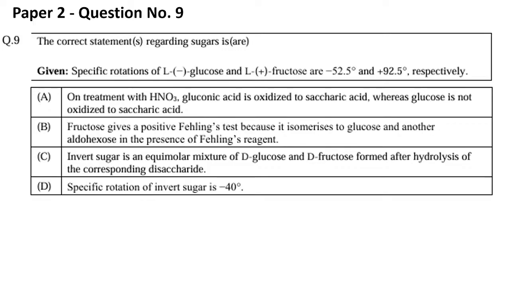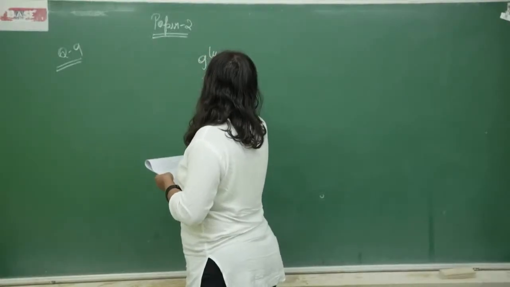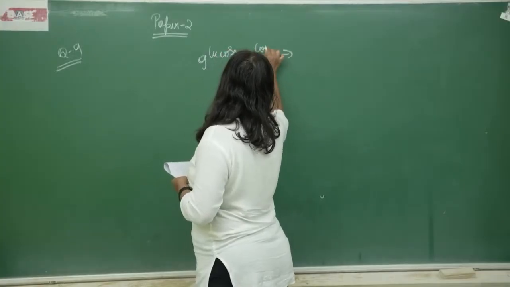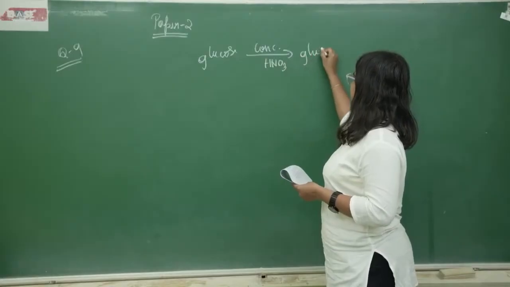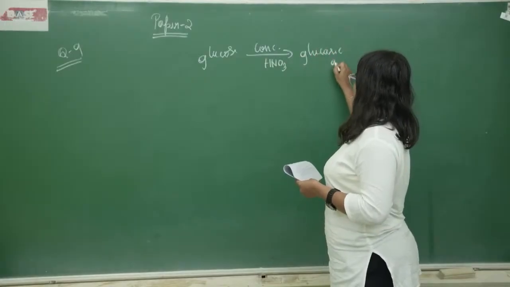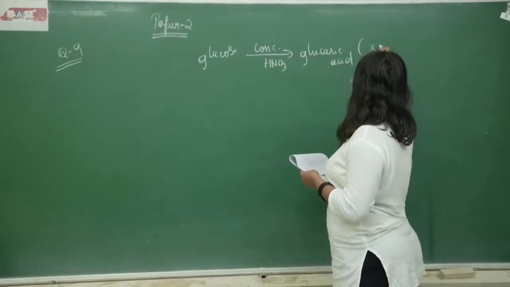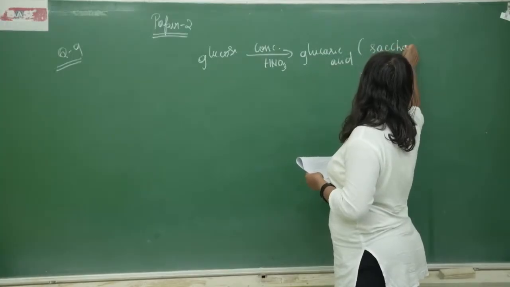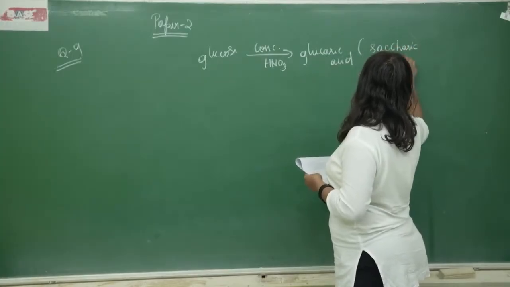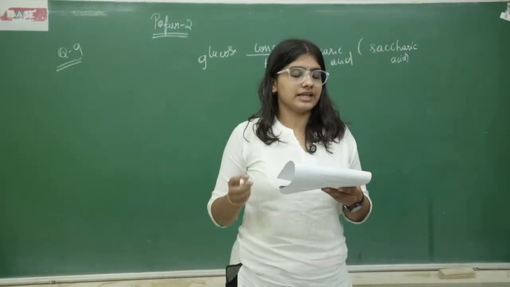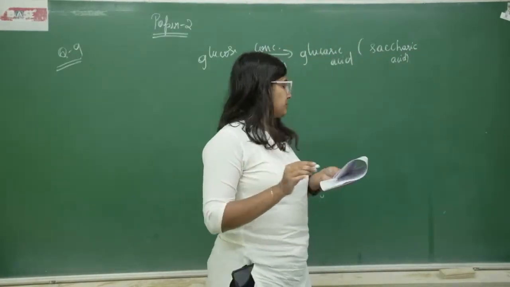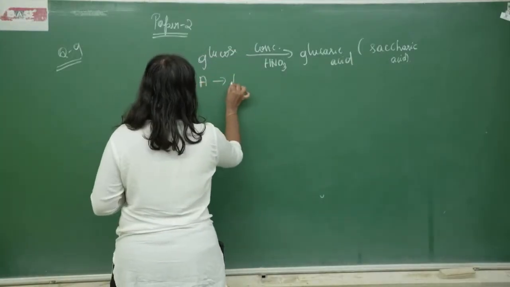oxidized to saccharic acid, which is wrong because glucose can get oxidized to saccharic acid. On reacting glucose with concentrated HNO3, what we get is glucaric acid, or we can also call it saccharic acid, which is possible. But in the options they have given that glucose is not oxidized to saccharic acid, which is wrong. So option A is false.